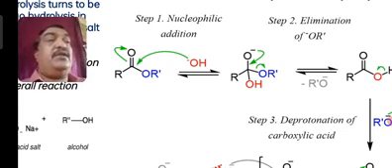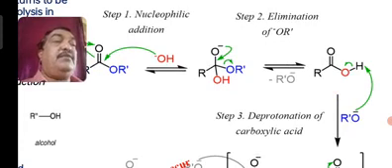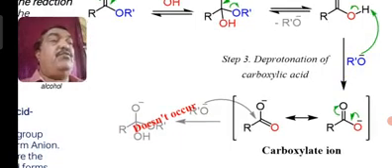Okay, here you can see the alkoxy group will be eliminated as the double bond shifts, and you will get RCOOH. But RCOOH is not that stable, because the alkoxide ion abstracts a proton in the third step. So deprotonation of the carboxylic acid takes place, and you will get RCOO minus.